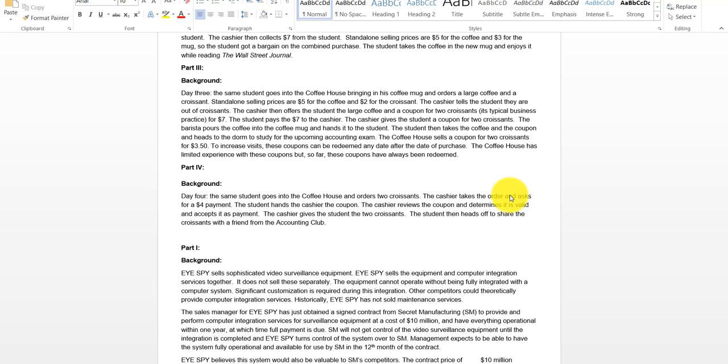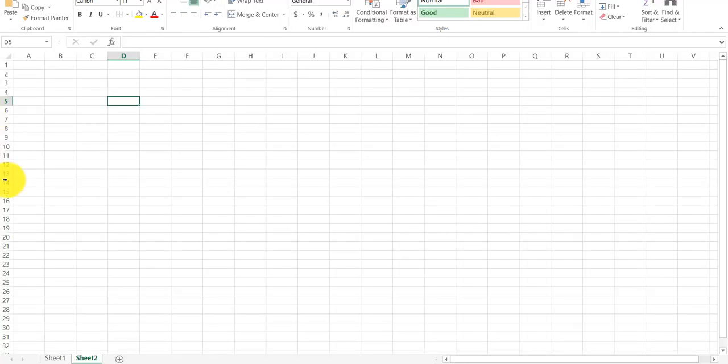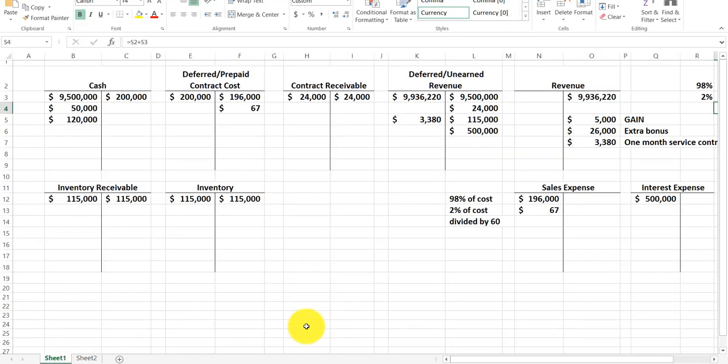In this case, there are 2 performance obligations: the ongoing maintenance, and the installation and the software go together, are so intertwined as to be 1 performance obligation. So it's not 3, it's 2 performance obligations. And your journal entries or T accounts would look something like this.